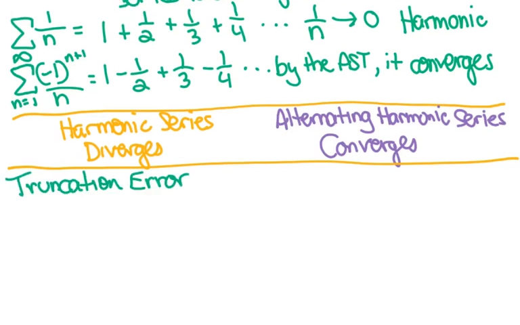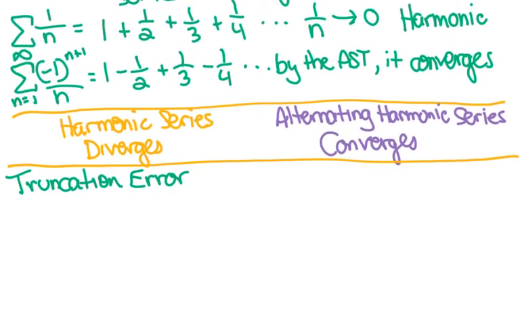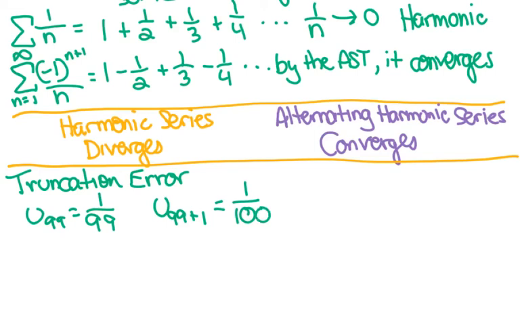Thank you. Truncation error. What is the 99th term? So back at the beginning I said find the error for n equals 99. So the 99th term is 1 over 99. And the 99 plus 1th term, the 100th term, is 1 over 100. And all that's telling us is that the error is definitely less than 1 over 100.